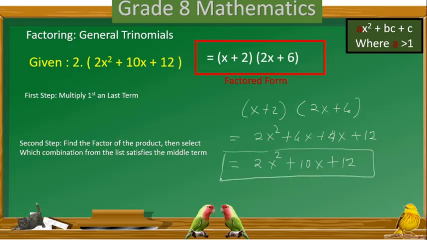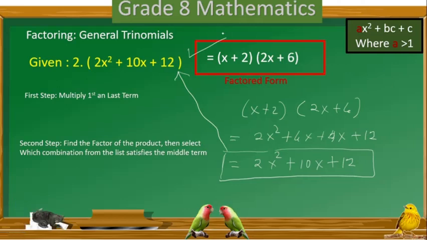Okay, that's it. Compare. Is the product of the factored form using the FOIL method the same with the given? Okay, they are the same, meaning to say this answer is correct. Okay, that is how to solve for the general trinomial.